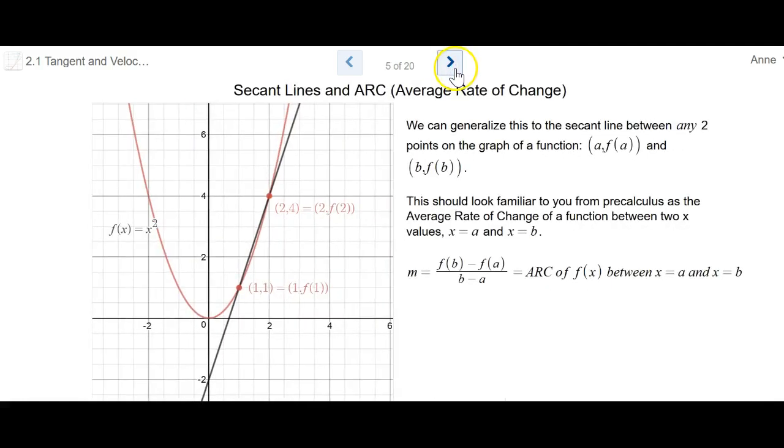So the average rate of change of a function is just a generalization of finding the slope of a secant line between any points. So here I have the point A, f of A, and B, f of B, so I'm just generalizing. And the slope of a secant line between those 2 points on a line is just going to be the change in the y values over the change in the x values, and you should remember this as the average rate of change formula from pre-calculus.